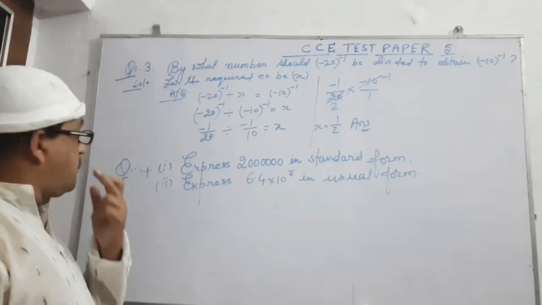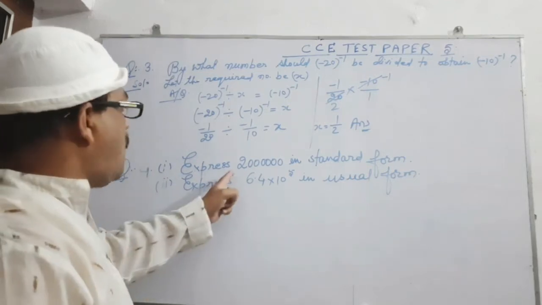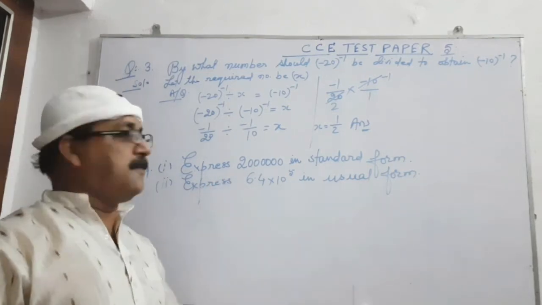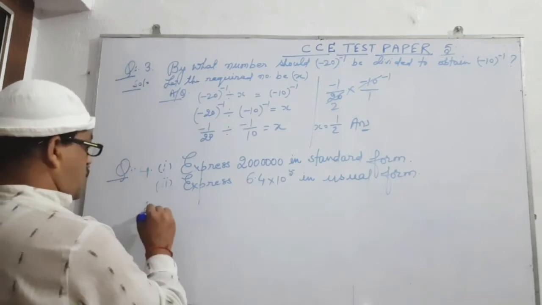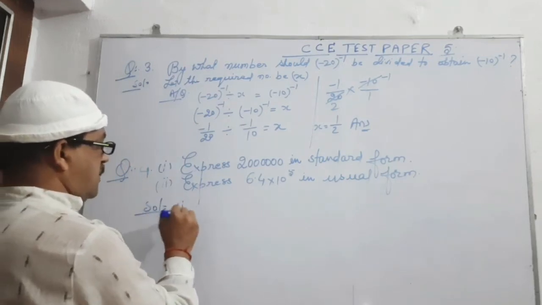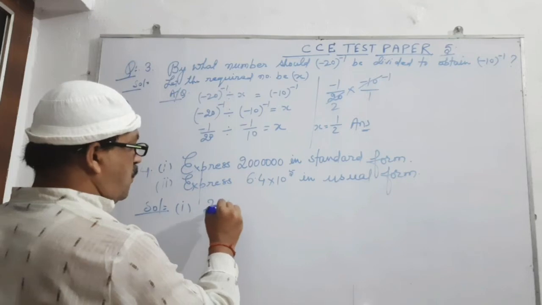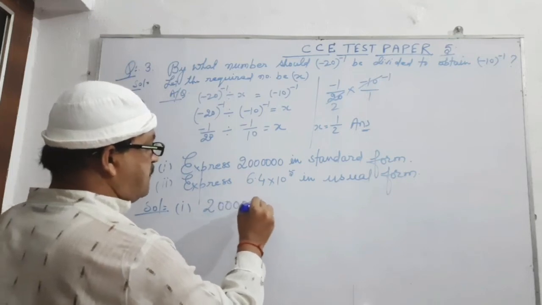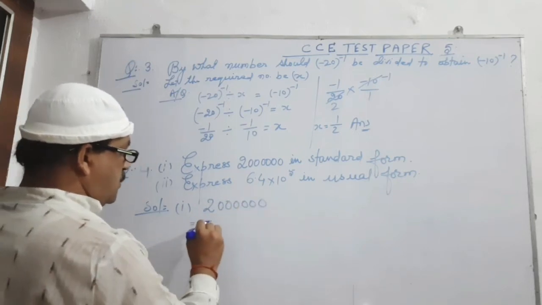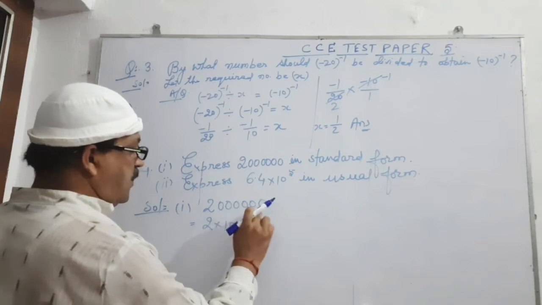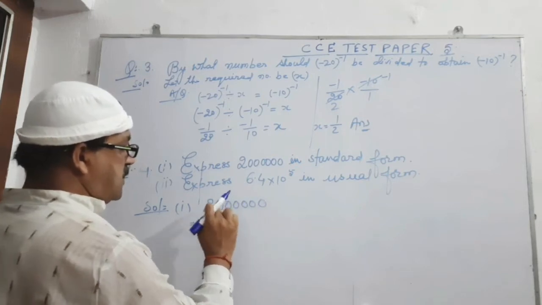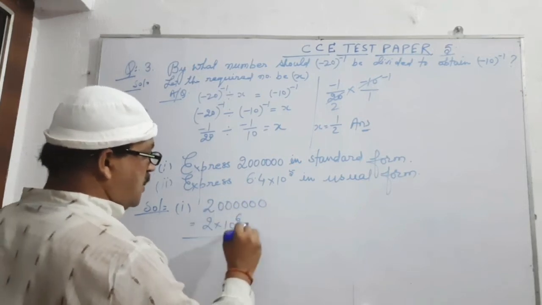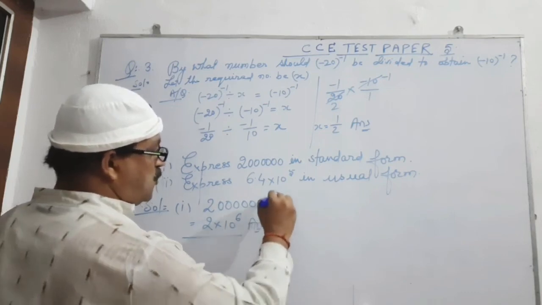In question number 4, express 2 upon 60 in standard form. Solution of question number 1: write down, we have 1, 2, 3, 4, 5, 6. So 2 into 10 to the power 6. Write it down here, and this is the solution of this question.